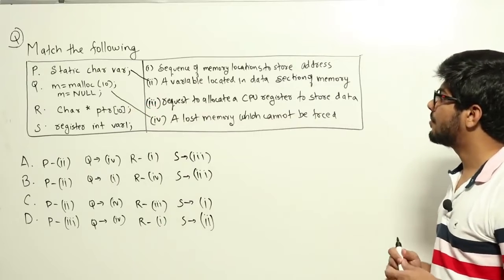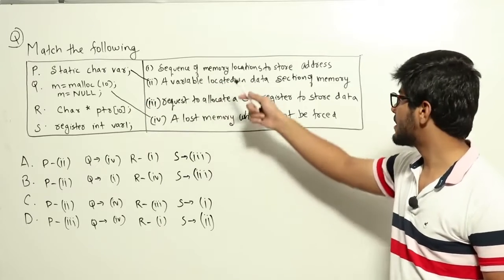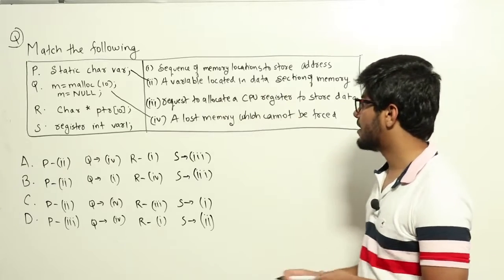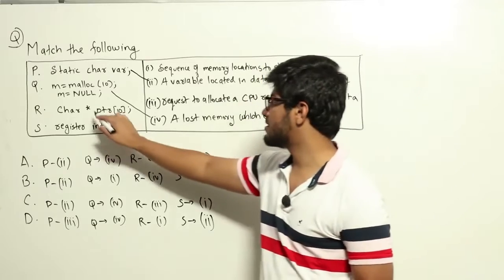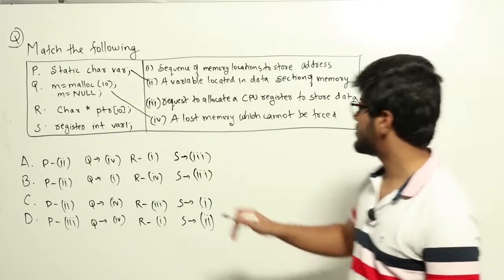R, char star pointer of 10. So that is what we can match it to sequence 1. It is a sequence of memory locations to store address. To store address part is true because it's a pointer. So it's an array of pointers. So R will match to 1.